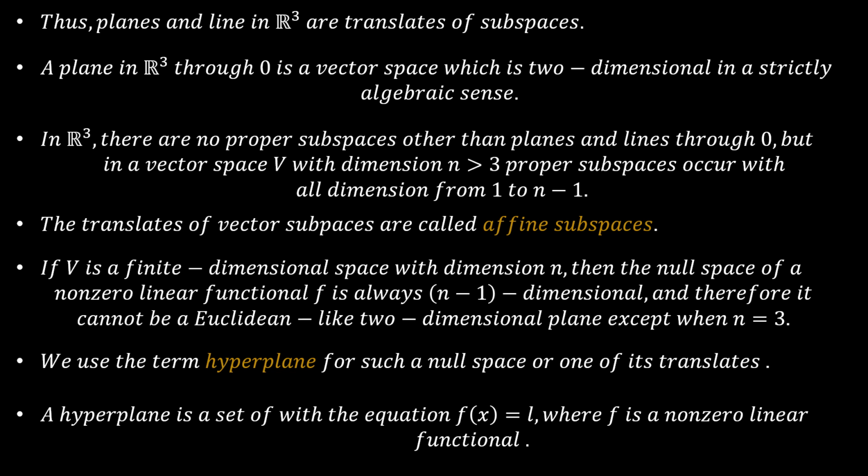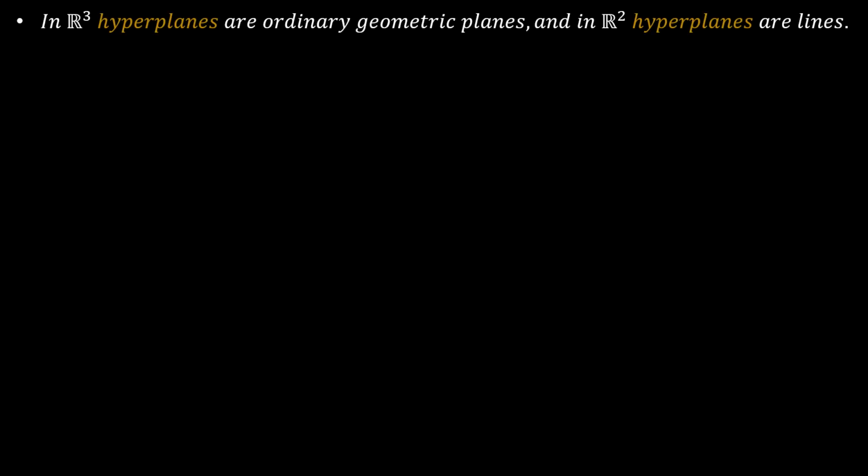So we know what affine subspaces are, we know what hyperplanes are, we know what vector spaces or vector subspaces are. So in other words, in the 3D Cartesian space, hyperplanes are simply ordinary geometric planes, but in two-dimensional Cartesian space, hyperplanes are just lines.